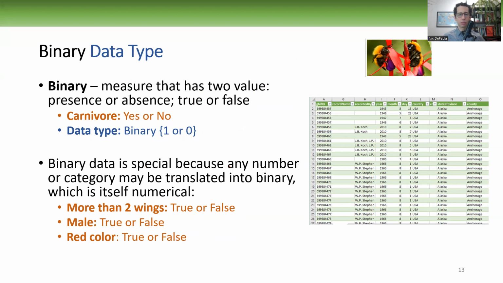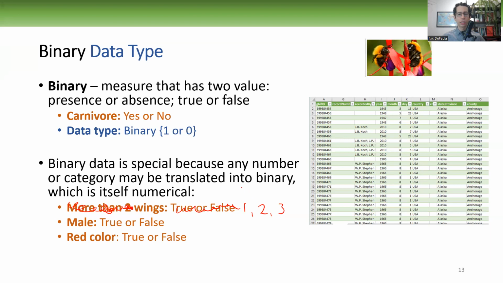Binary data is actually interesting and special because any number or category may be translated into binary, which is numerical, right? Binary is numerical in the sense that it's 0 or 1. Generally, we're not going to translate a numeric variable into binary. So, for example, does the animal have more than 2 wings? True or false? That could be useful in some cases, in some studies, depending on the context. But generally, if we have numeric data, we'll keep that because it has more information, right? So instead of more than 2 wings, we would just have number of wings. And instead of binary, the value here would be 1 or 2, maybe integer, or 3, and so on.